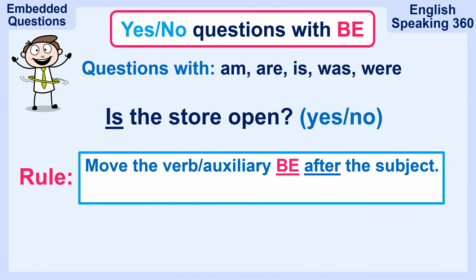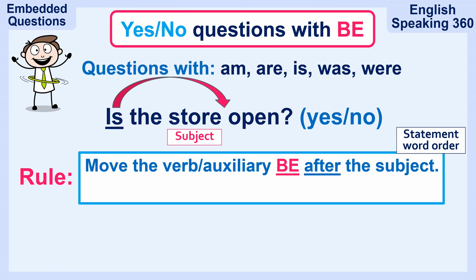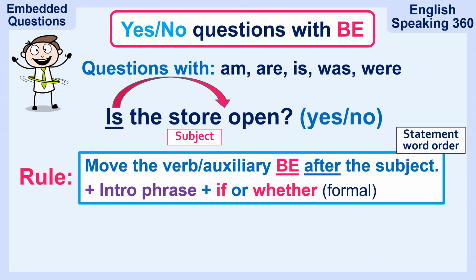Here's how it works. First, you have to move the verb auxiliary be after the subject. So here you have to find the subject. The subject is store or the store. And you have to move the auxiliary be, which is, after the subject. And that will give you the statement word order. The store is open.